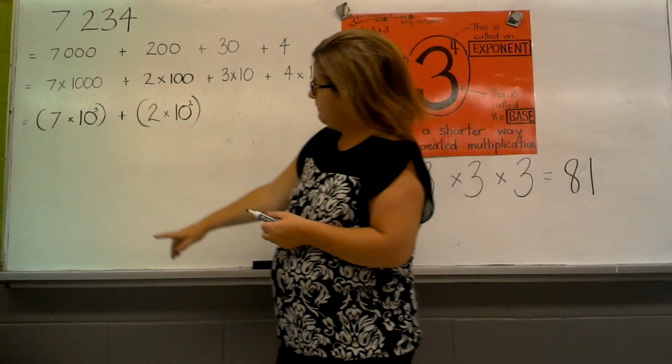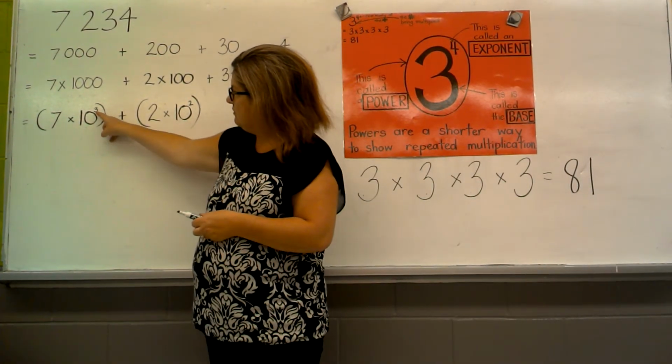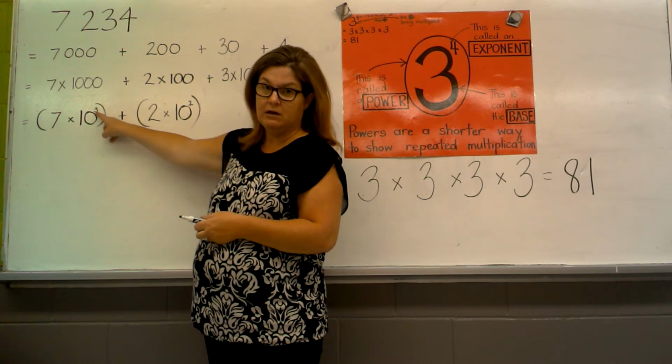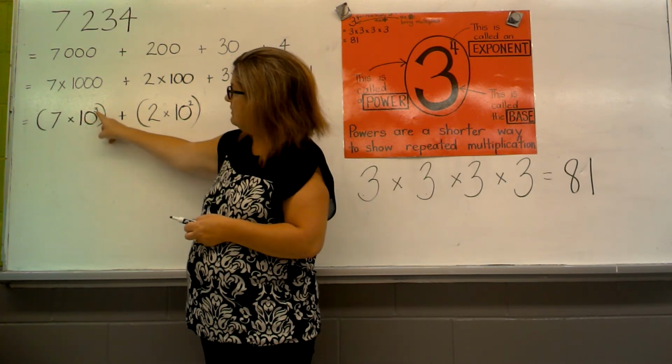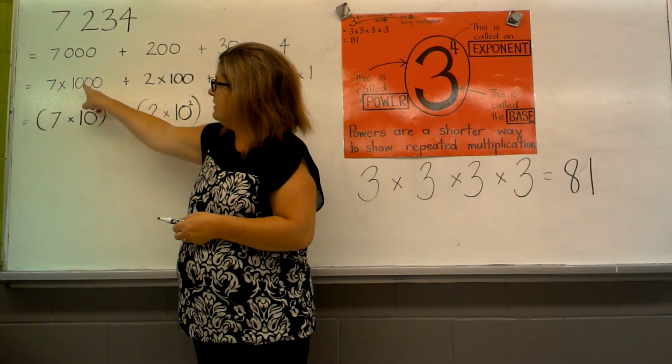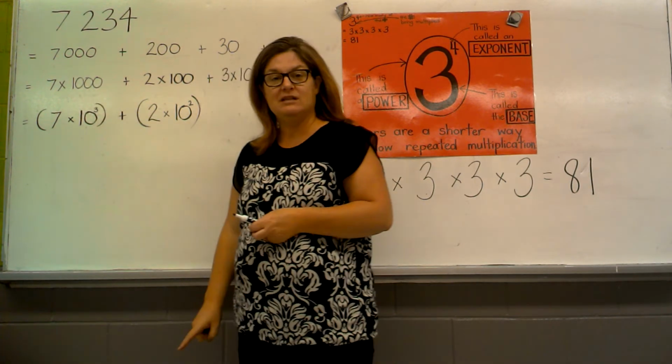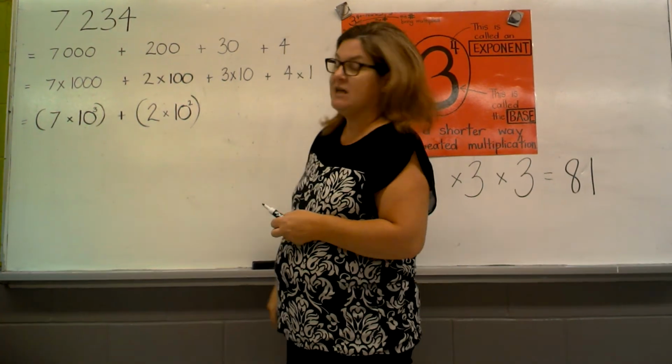You'll notice there is a pattern starting to develop here, that the exponent, which is the little number up in the sky, when the base is 10, there is a little trick, which is it matches the number of zeros in the answer.